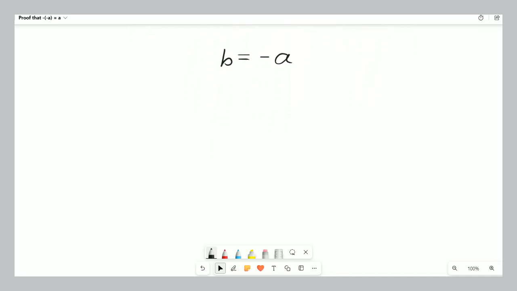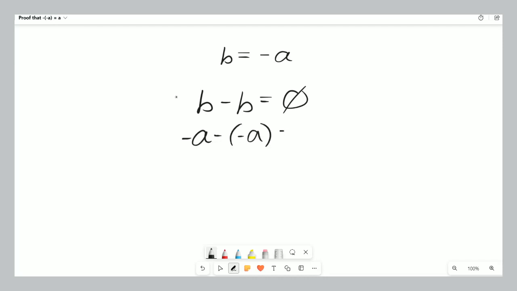Whatever b might be, we know that b minus b is equal to 0, because that's the case for any number. Anything minus itself is 0. Now let's substitute negative a in for b. So we have negative a minus negative a equals 0, right? Because b is equal to negative a, we're writing b minus b, we're just putting negative a instead of b.